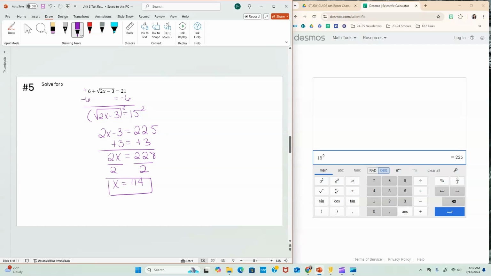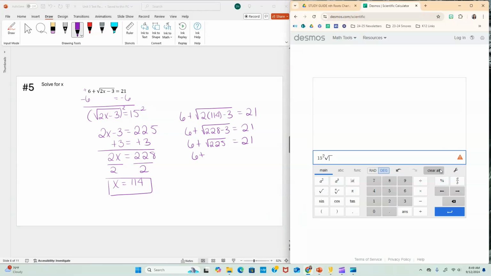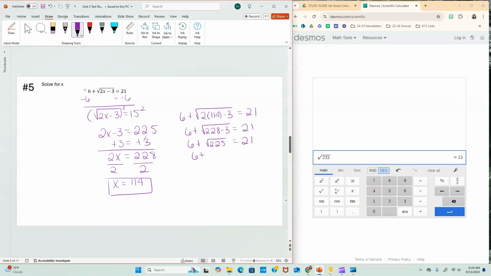So remember, on square root equations, you always want to go back and plug in and make sure it makes your equation valid. So we have 6 plus the square root of 2 times 114 minus 3, which is 6 plus the square root of 228 minus 3. And that's telling us that 6 plus the square root of 225 should be equal to 21. If I want the square root of 225, I can just use my calculator. The square root of 225 is equal to 15. So 6 plus 15 is equal to 21, which is true. So that makes my solution valid.